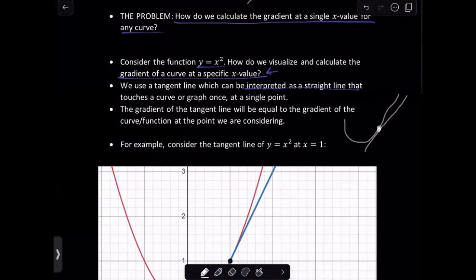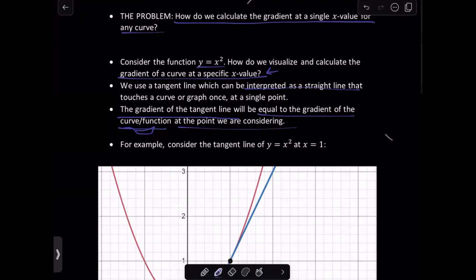It's called a point of tangency or point of contact. It will touch it once here. Okay, and that's what a tangent line can be thought of or interpreted as. That's what it actually is in layman's terms. Now, what's so special about this tangent line? Why am I telling you about this? It turns out that the gradient of the tangent line will be equal to the gradient of the curve or the function at the point we are considering, and that point is called, just for your information, a point of tangency.